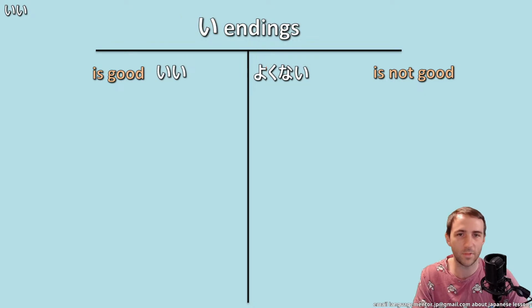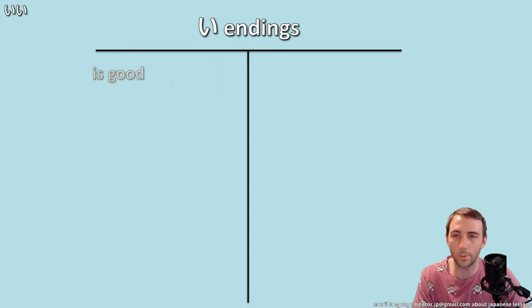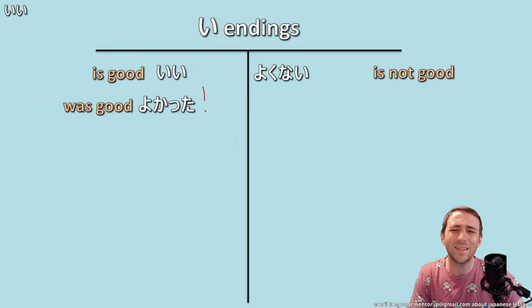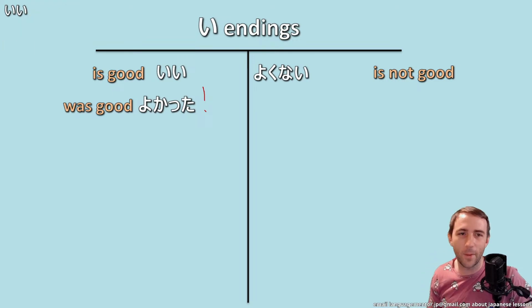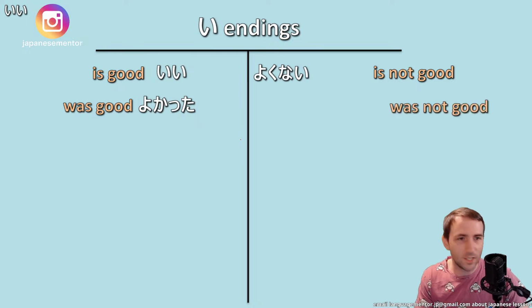Same thing that we just did last slide. We got rid of the E, we added kunai. So we're going to be doing the same thing again. We're going to get rid of the E and add kata. So you should be able to tell me what was good is. Was good, wa nan desho? Yokatta! And when I say that, you guys are like, oh, I've heard that before. I'm sure you've heard that in an anime or something like that. 100%. Yokatta! Let's keep going.